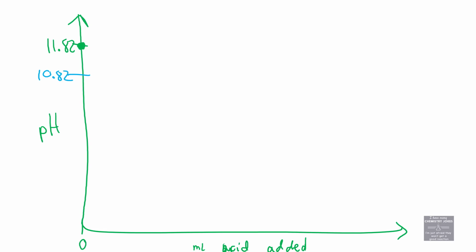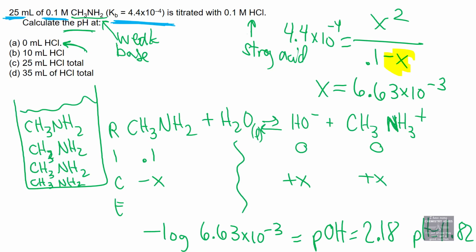So if I go back to my plot at 10.82, my scale is not going to be awesome here. This is after 10 milliliters of acid. Let's make this a little stretched out. I'm connecting my little dots. All right, we're on the way down. That's point B. We drew the picture, we calculated the pH, we added it to our plot.